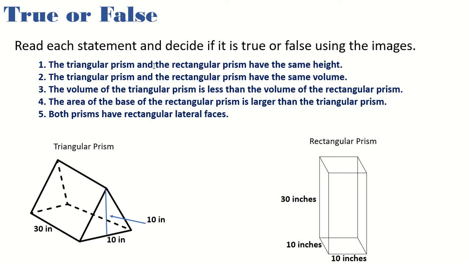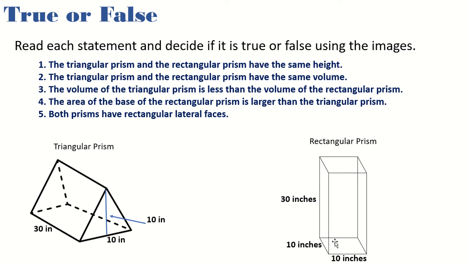Right, we're going to go through each of the statements and decide whether they're true or false, and I'm going to explain the correct answers. So the triangular prism and the rectangular prism have the same height. Okay, so the height of a rectangular prism, or for any kind of prism, is the distance between the two bases. So let's start with the rectangular prism.